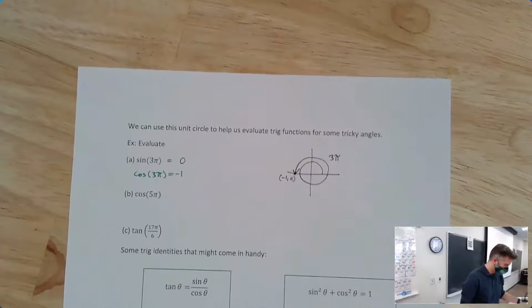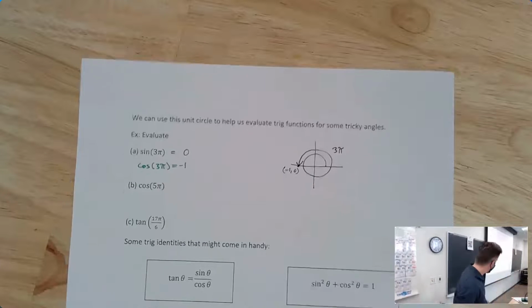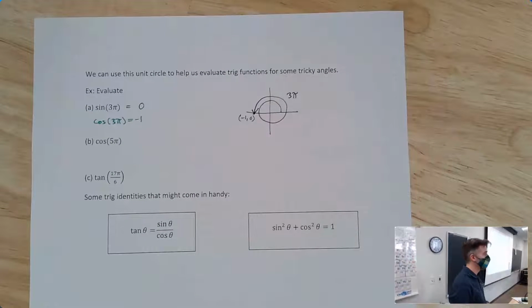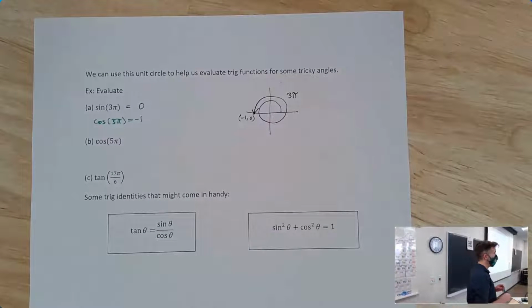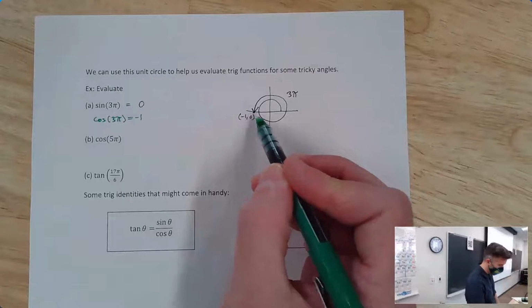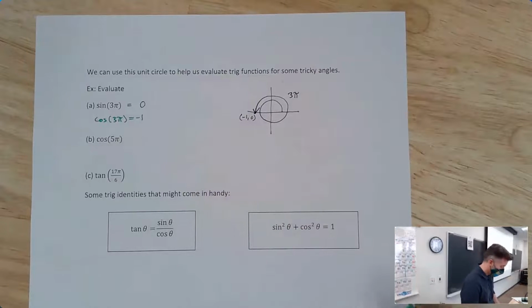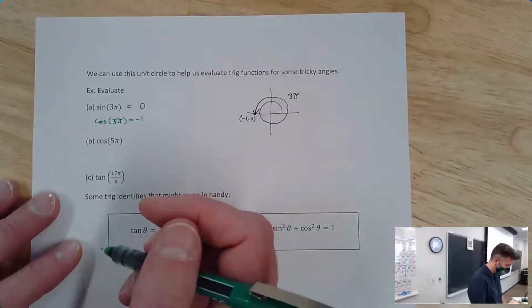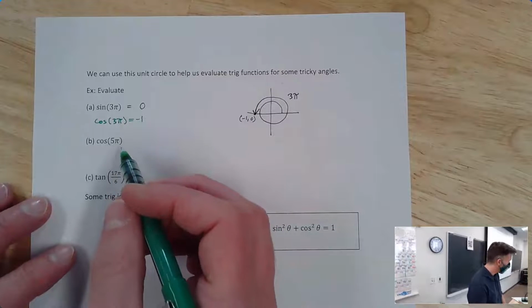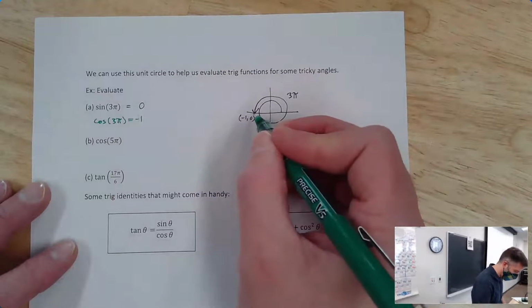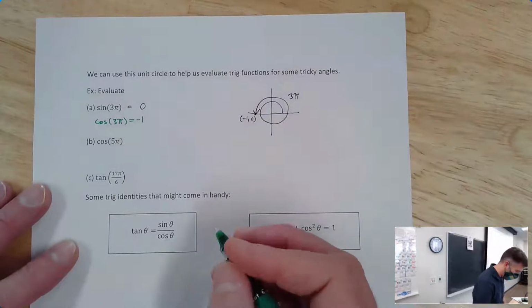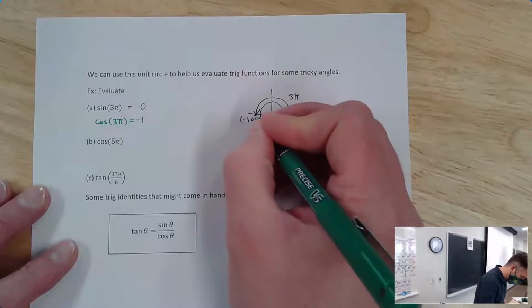And I will mention that the unit circle is specifically useful for finding sine and cosine and other trig functions of quadrantal angles, the angles that end up stopping at the x-axis or the y-axis. If I want to find cosine of 5 pi, well, in fact, that's actually the same. Cosine of 5 pi is just 1 whole more revolution. So cosine of 5 pi is also -1.